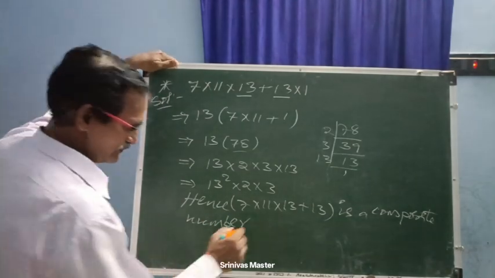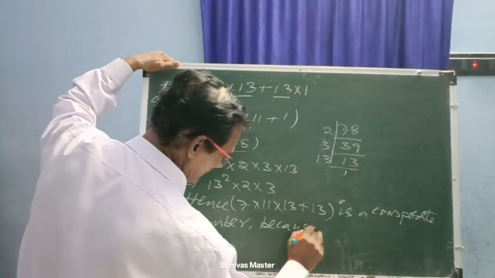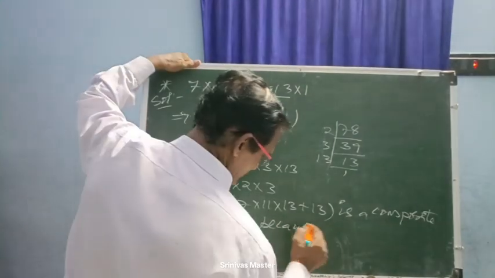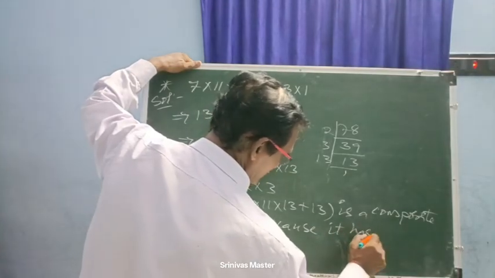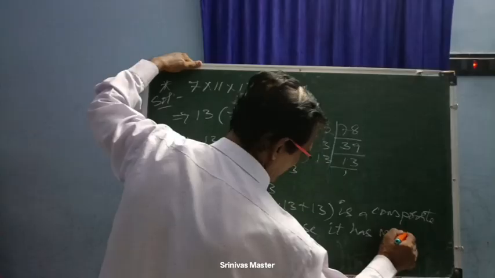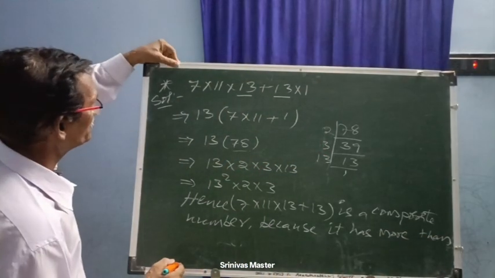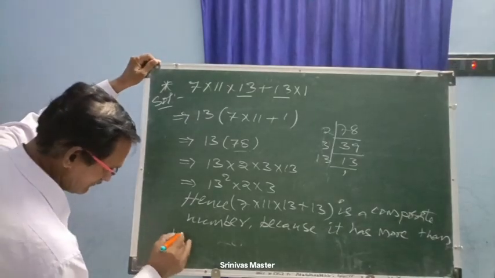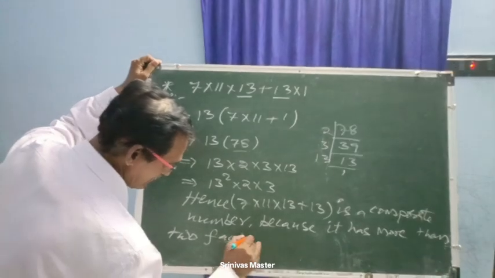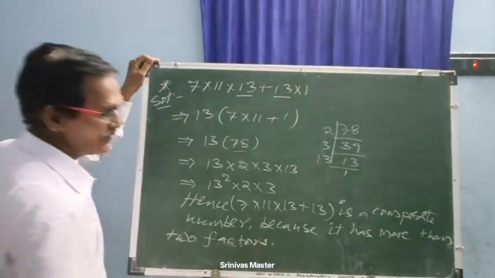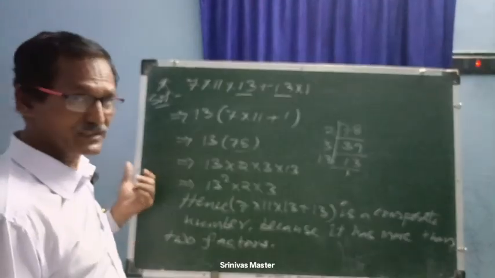They ask why? Because it has more than 2 factors. Okay, children, so this is one of the very important concepts in real numbers.